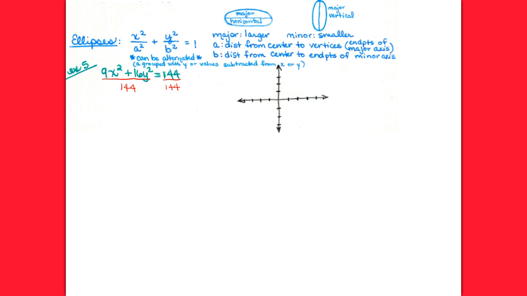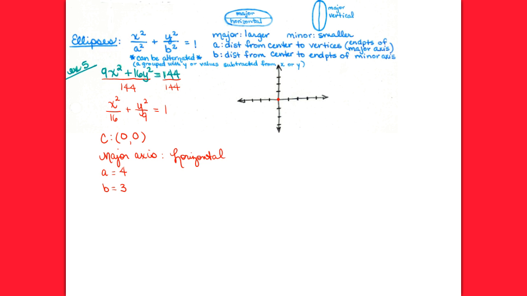All right, so now it's starting to look a lot more like an ellipse. What is my center going to be? 0, 0. Nothing being subtracted from x, nothing being subtracted from y. So my center is 0, 0. What's my major axis, x or y? X. How do you know? 16 is bigger than 9. Good. All right, so what's my a value? 4. What's my b value? 3.